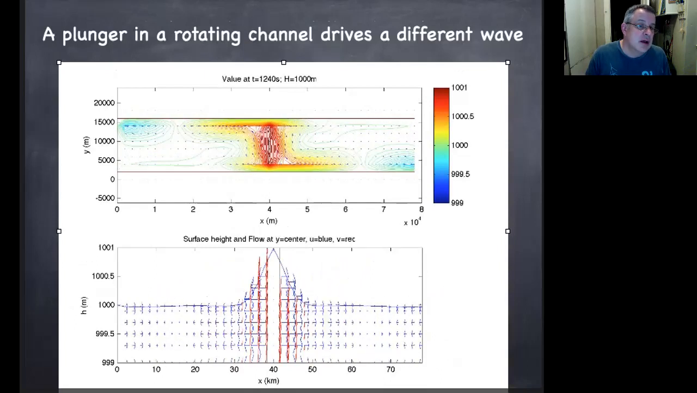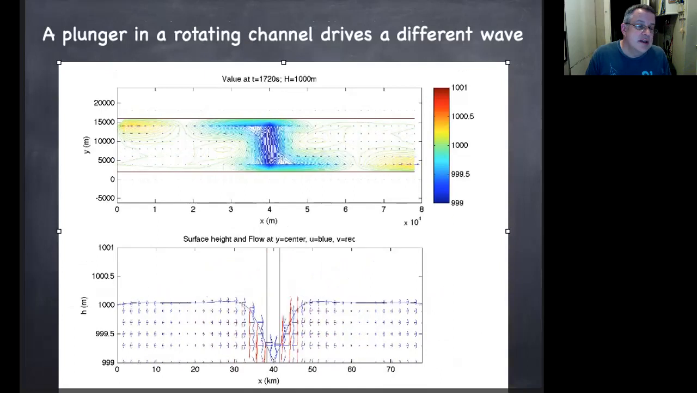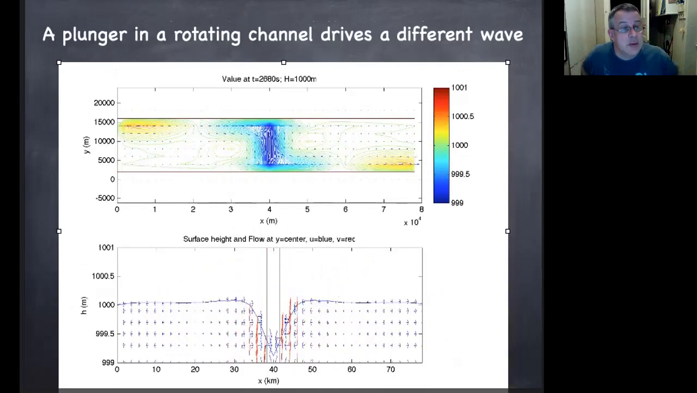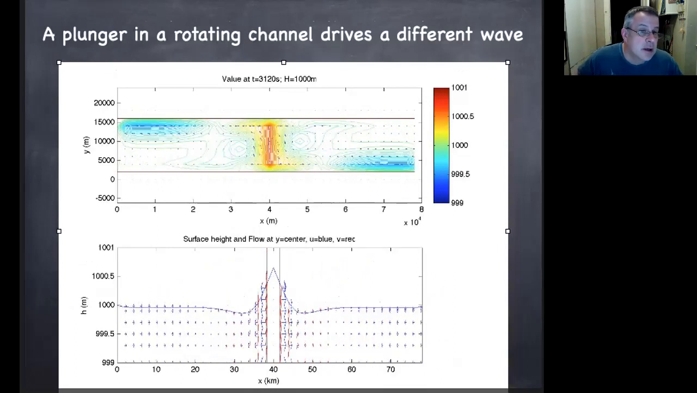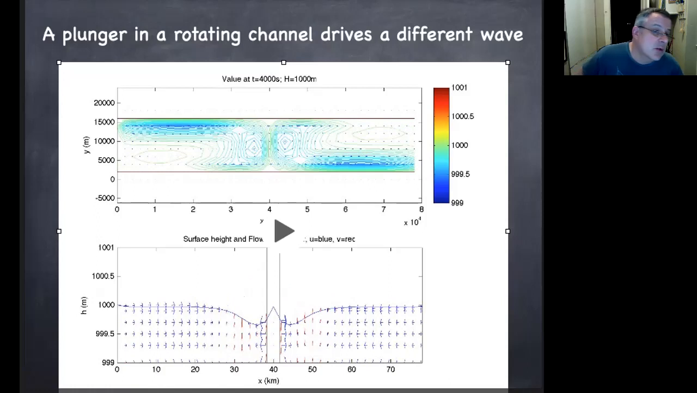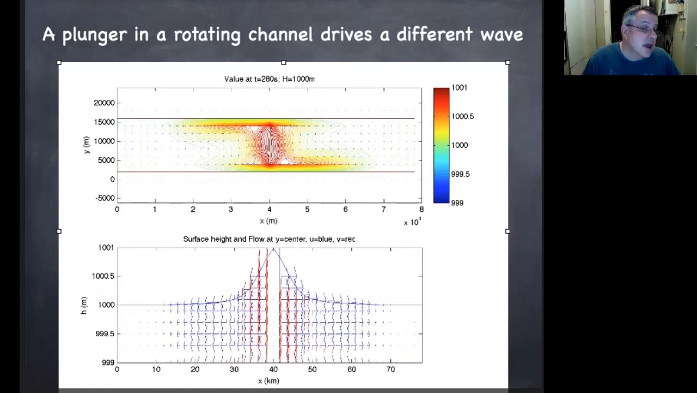Totally different. Now we see this weird symmetry breaking where the wave along the boundary only propagates in one direction. It doesn't propagate symmetrically to the left and right. It only propagates one way or the other. This is our first introduction to the Kelvin wave.